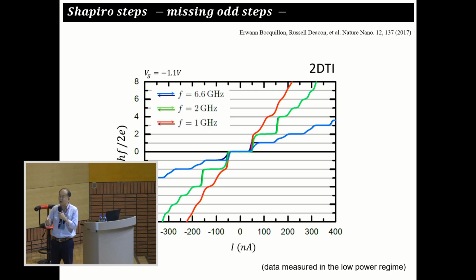So you see, there are many things we still don't understand, but you see this red one with the 1 gigahertz case. First step is missing, second, third missing, maybe fifth missing. But if the frequency is high, we see all the steps observed. We don't know why.